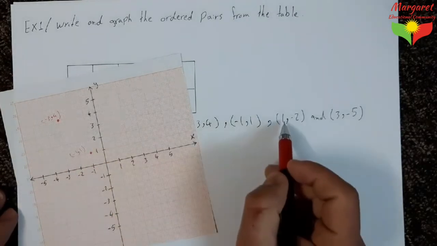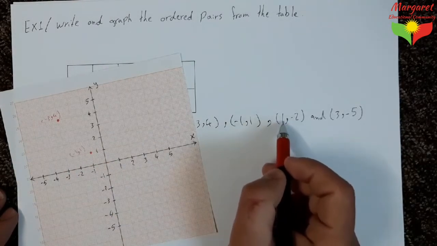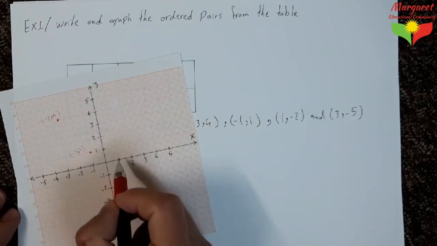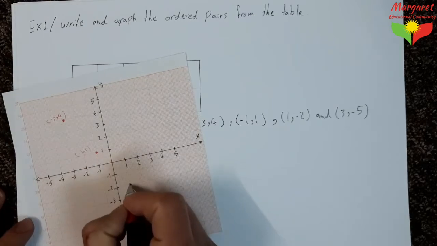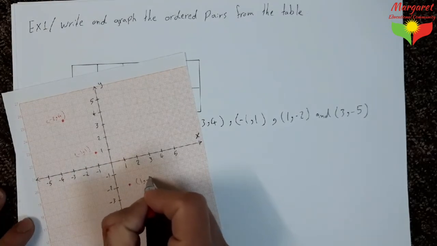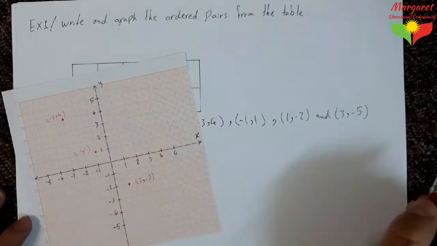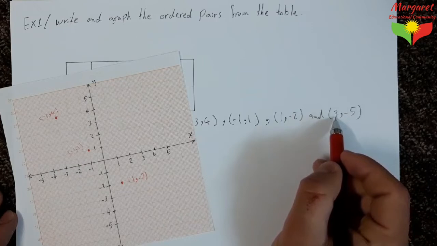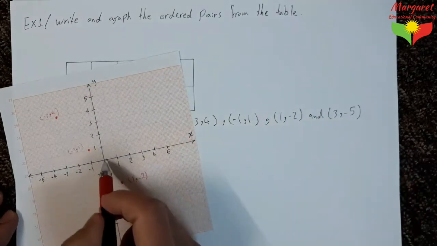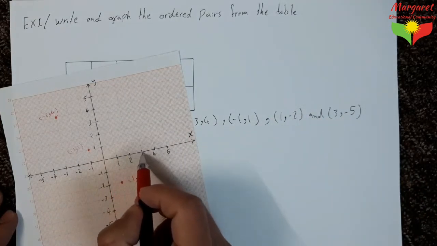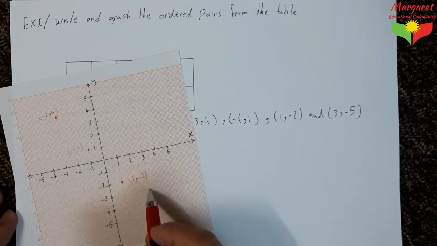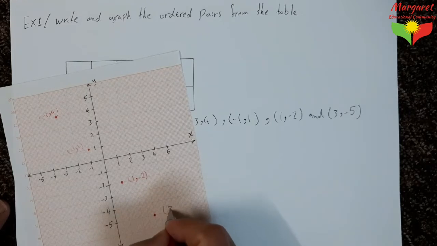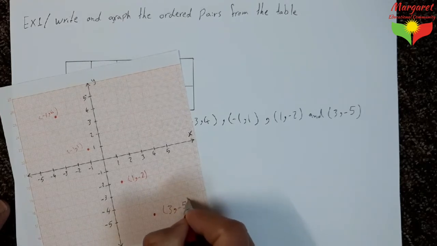And to plot 1 comma minus 2, move 1 unit to the right and 2 units down. So 1 and 1, 2. Plot 1 comma minus 2. And to plot 3 comma minus 5, move 3 units to the right and 5 units down. So 1, 2, 3 and 1, 2, 3, 4, 5. Plot the point 3 comma minus 5.